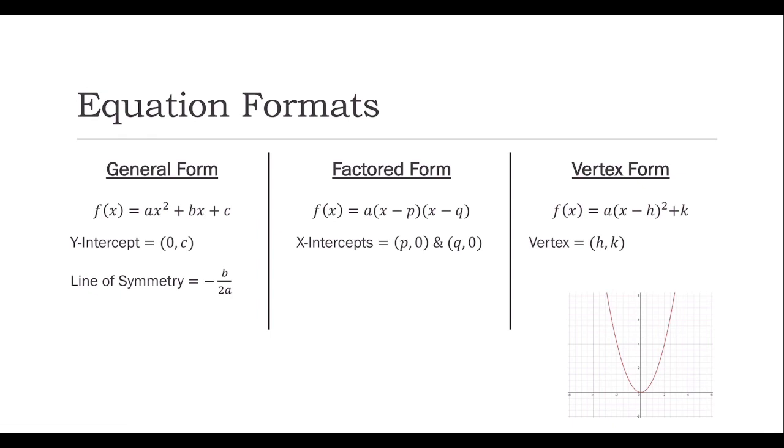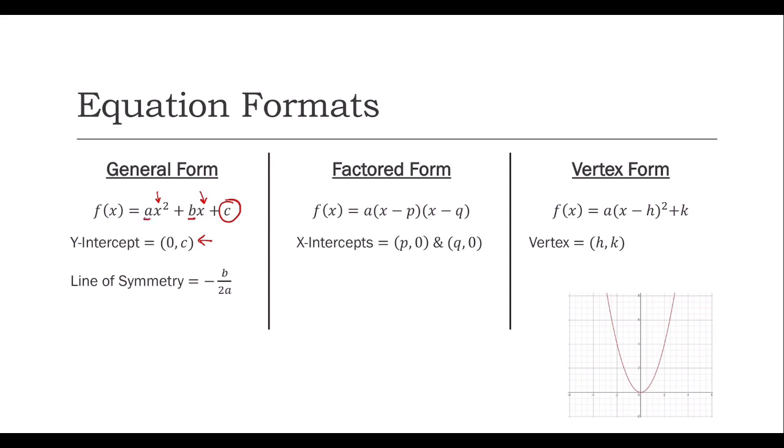So there are three different equation formats for quadratic functions. There's the general form, which is f of x equals ax squared plus bx plus c, where you can easily find your y-intercept, which is 0, c, because if you plug in 0 for x, all that would be left is your c value for y. And then you can find your line of symmetry because it equals negative b, so this value, over 2a.